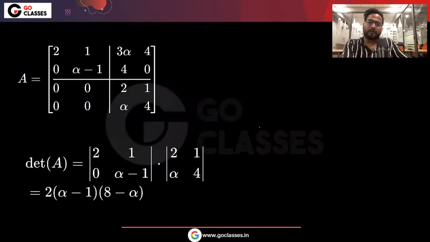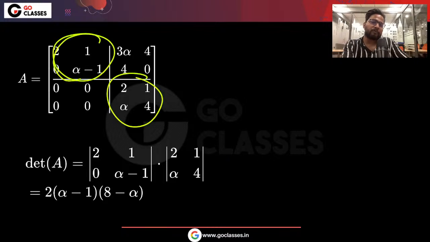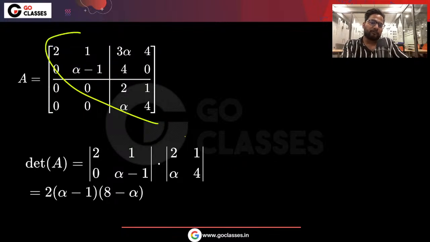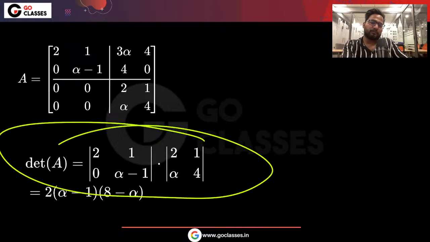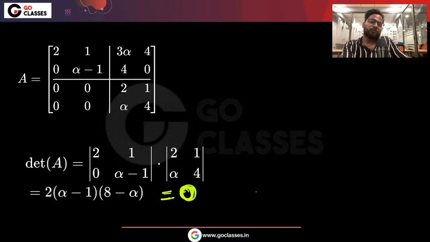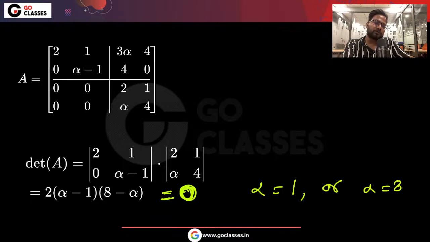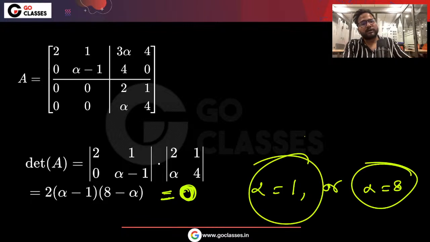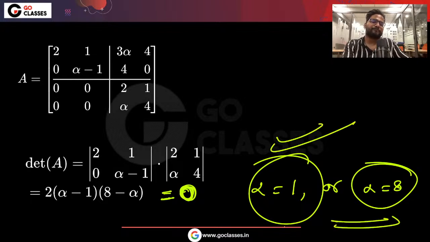If you just partition it, you can find the determinant of A using the blocks. This is the determinant of this into the determinant of this, minus the determinant of this into the determinant of this, which is 0. That is the key point here. So the determinant of A is basically the determinant of this into the determinant of this. The determinant of this is 8. If you want it to be singular, you put it as 0. So for alpha equal to 1 it is singular, or for alpha equal to 8 it is singular. Either alpha is 1 or alpha is 8. For both of these values this is singular.